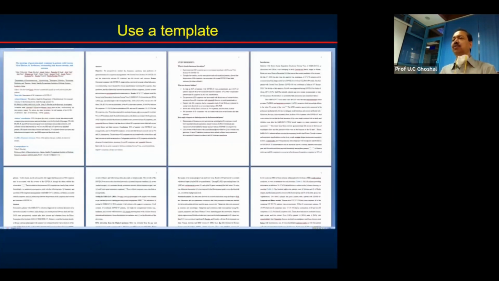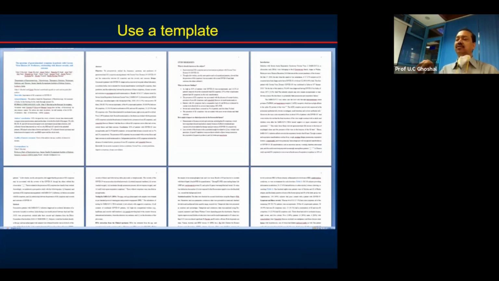Use a template. Typically what I do is that if I have written one paper, I just copy that paper. After copying that paper, I delete all the sections except these headings. Headings are the title, the author name, the institute address, short title, then let us say acknowledgement, conflict of interest, author's contribution, and then I keep on adding things there so that my formatting work reduces.